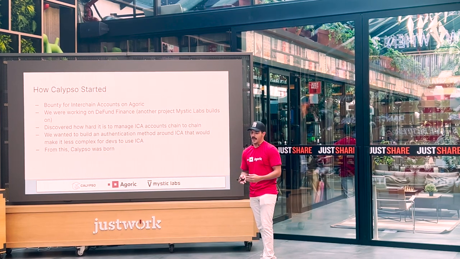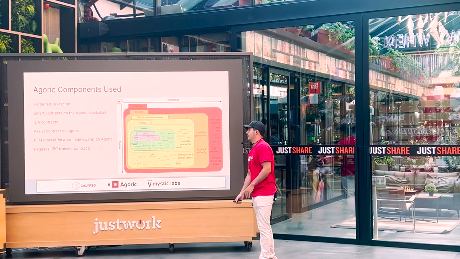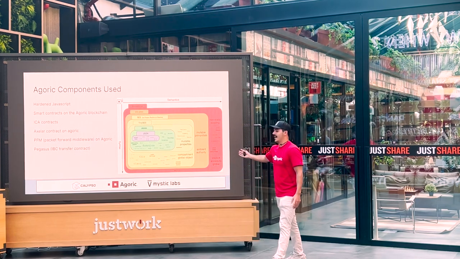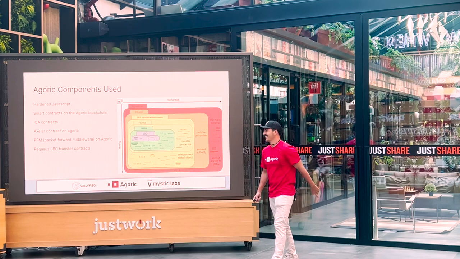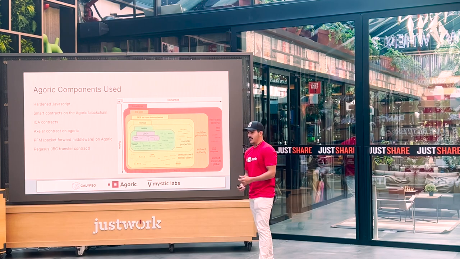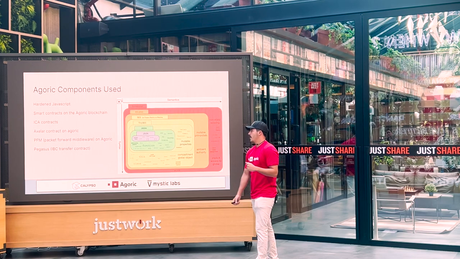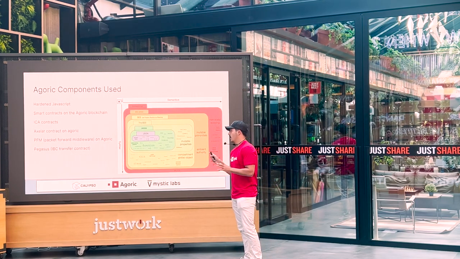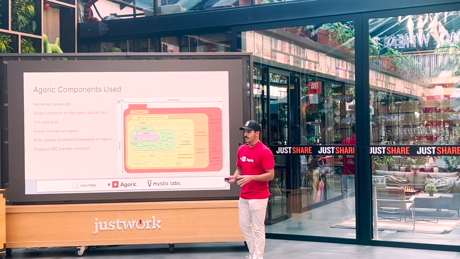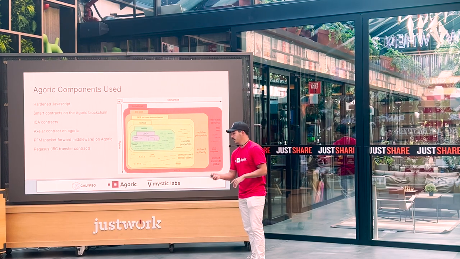After the completion of the ICA bounty, we were like, we have something great here. Let's make a full-fledged product out of it. And the core components we ended up using are, of course, the hardened JavaScript. Here's a nice little chart of how hardened JavaScript works here. You can go more into that later. As well as the smart contracts in the Agoric blockchain, ICA contracts that are living on different chains we communicate with, Axelar smart contracts on Agoric, packet forward middleware on Agoric, and Pegasus, which is just the name for IBC transfer contracts. So pretty much the different ways to transact between multiple chains in Cosmos and Ethereum.